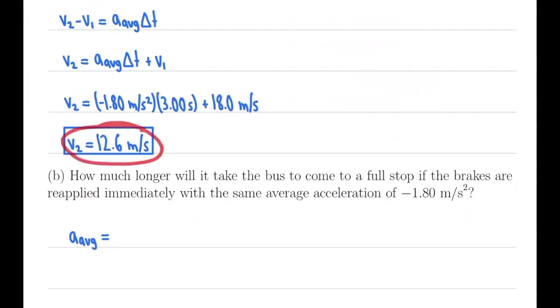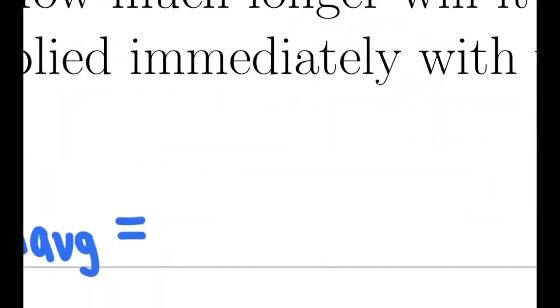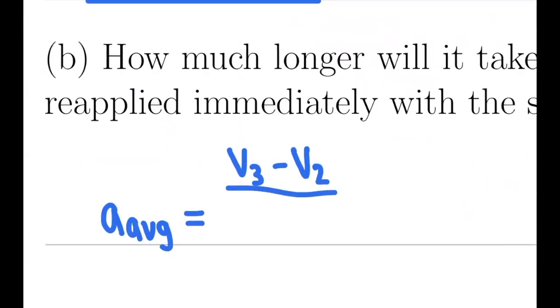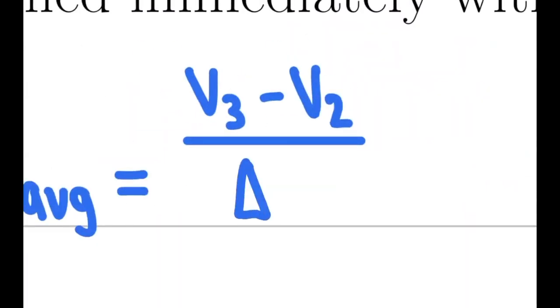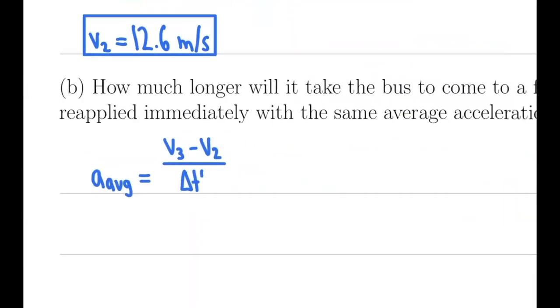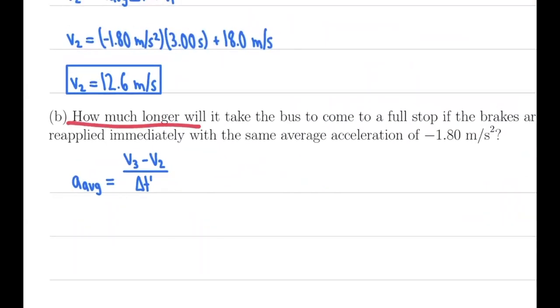So it's starting off with this velocity now, and it's going to go down to 0. So we're going to call that v3. So the final velocity, v3, which is 0, minus v2, divided by the time it takes for that to happen, which I'll call delta t prime. We want delta t prime.